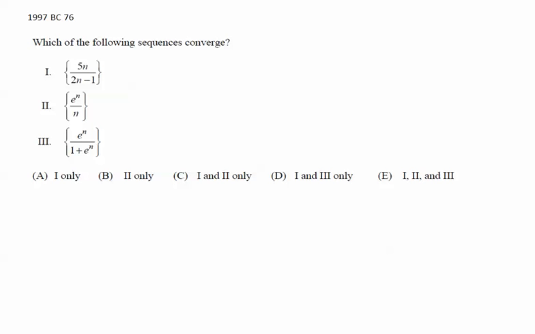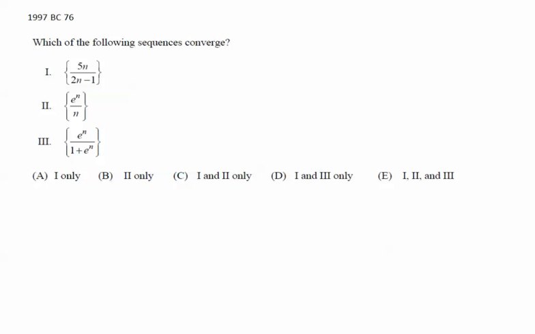In 1997, BC 76, we're asked which of the following sequences converge. Now it's very important that you note that in this problem we're not dealing with series, but we're dealing with sequences. And you can usually tell the difference because the sequence is enclosed in these curly braces, whereas the series would have the sigma notation. So sequences are just lists of numbers separated by commas, whereas the series are actually going to add those sequence of numbers together.